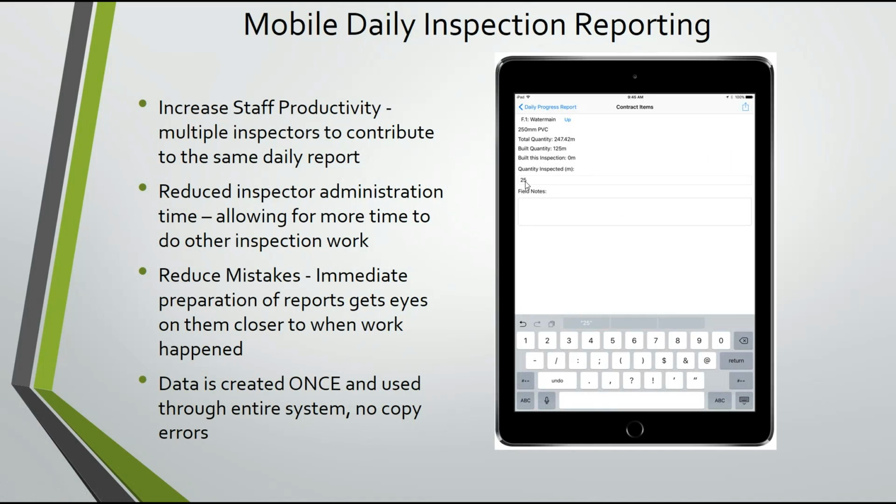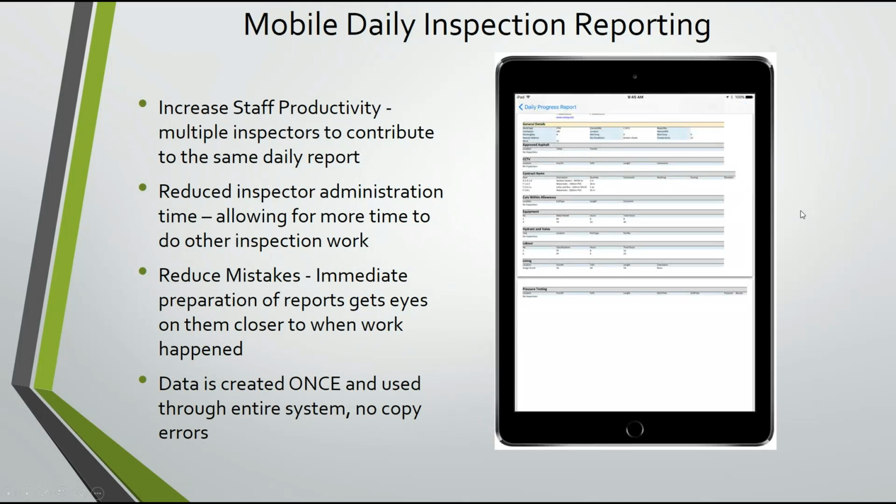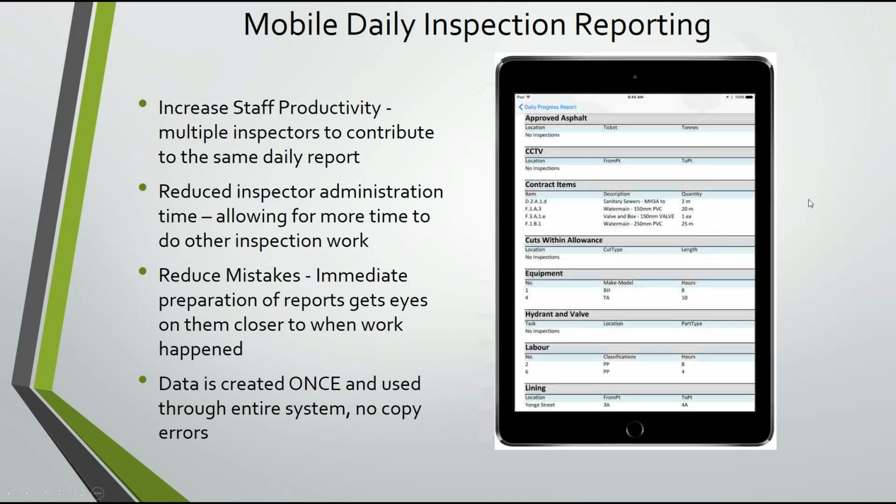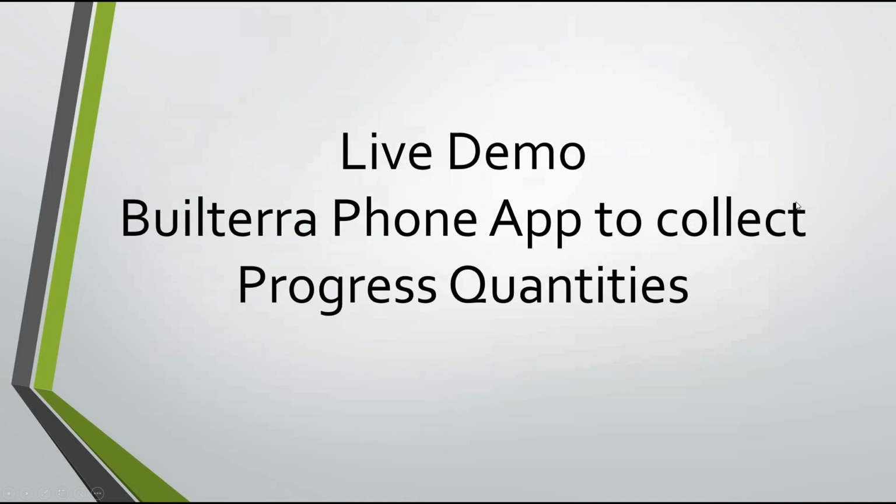You can take field notes. You can put in the station and offset, the street name, location, any details can be collected, including photos. And all of that information goes to the daily report. This is just the prefab view of the daily report on the device. And so basically you've got all of the stuff in real time sending back to the Builterra website. So let me see if I can share my phone.